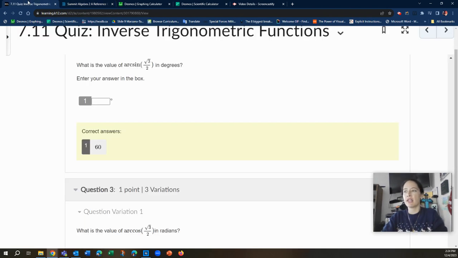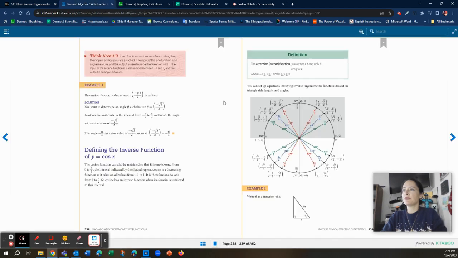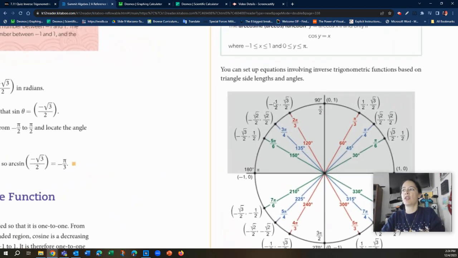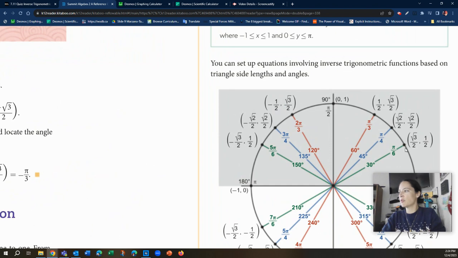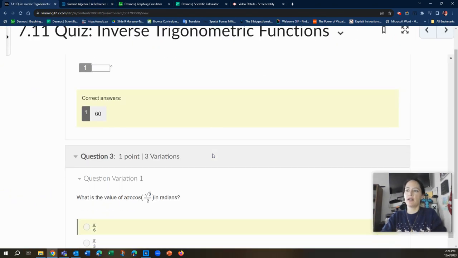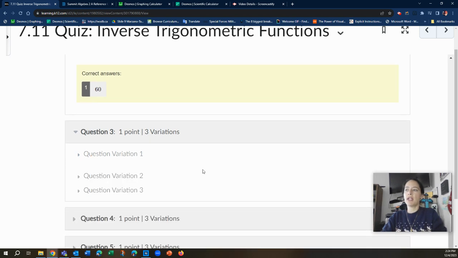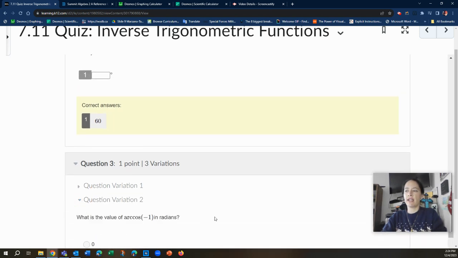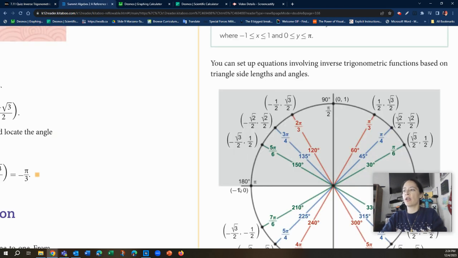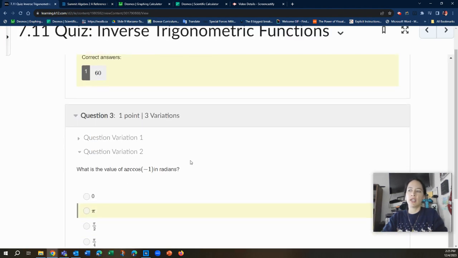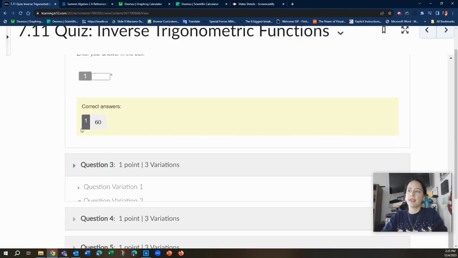So let's go take a look. What are they asking? Root 3 over 2. So cosine refers to the x coordinate, root 3 over 2, pi over 6, right? We look for the first value in our ordered pair, pi over 6. I'm not going to do all of this so you guys can have some practice. Negative 1, okay, so look, there is where the x coordinate is negative 1. That's blurry, but that's pi. And then if you have question variation 3, I believe in you. You can do it, okay?